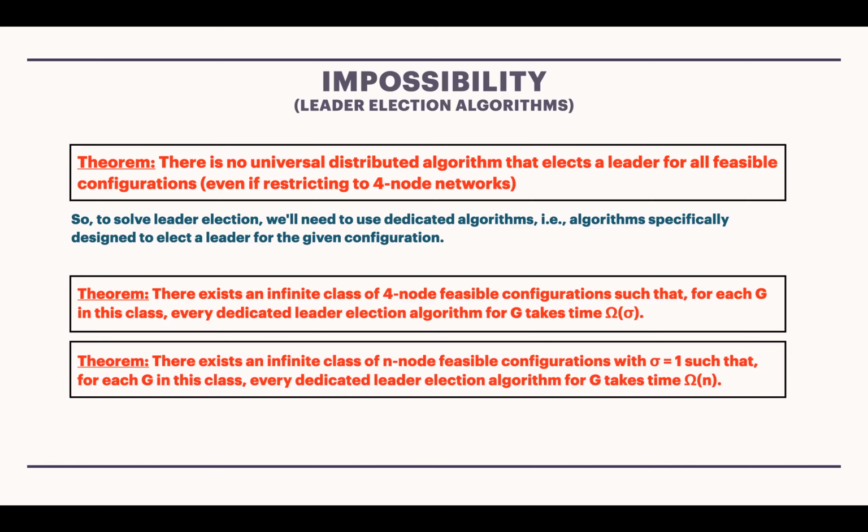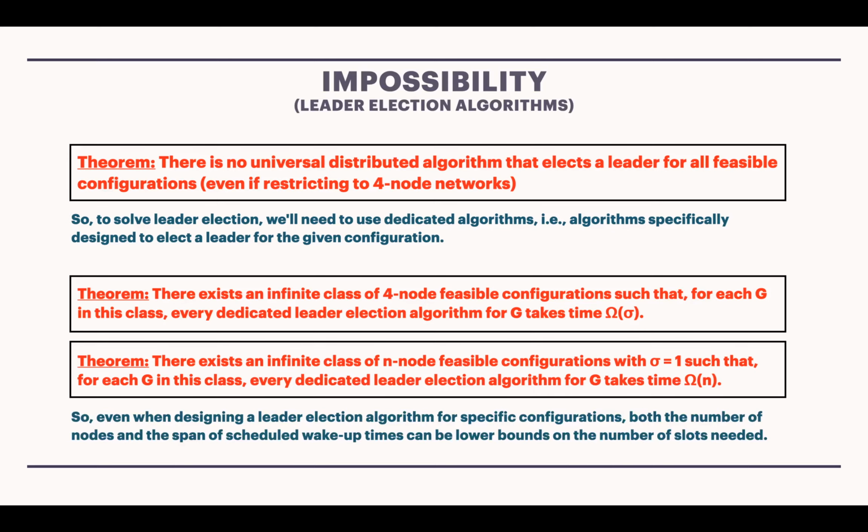Similarly, there's an infinite class of n-node feasible configurations with sigma equals 1, such that for each configuration G in this class, every dedicated leader election algorithm for G takes time big omega of n. So this is sort of the other side of the coin. If we take n-node configurations, even if the span is really small, so the wake up tags are all very small within sigma equals 1, the running time of the algorithm on the configuration can still be at least n, which is the size of the network. Independently, both the number of nodes and the span of the configuration can be lower bounds on the number of slots needed to solve leader election.